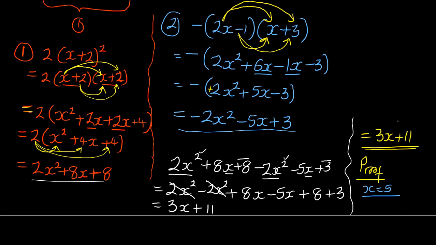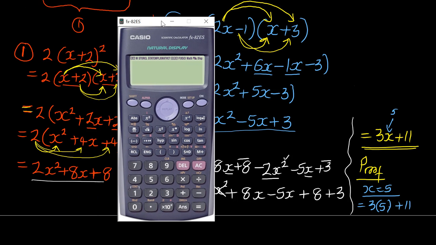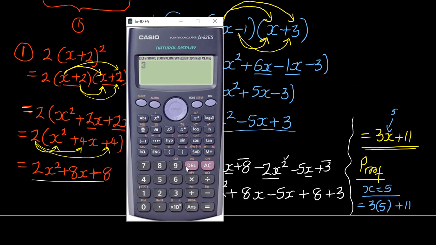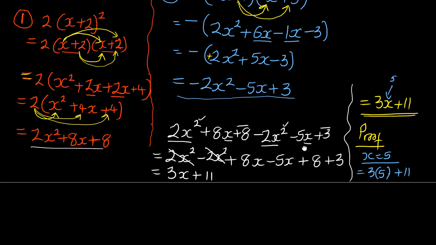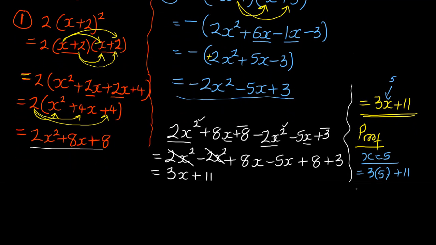So if x is 5, where there is x, I'm going to put a 5 there. So I'll have equal to 3, therefore put a bracket. Where there is x, remember I'm putting a 5, and then plus 11. Use my calculator. So I've got 3 times 5, and then plus 11. You can see that I'm getting 26. So my answer here is equal to 26.